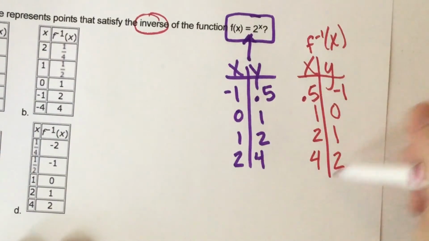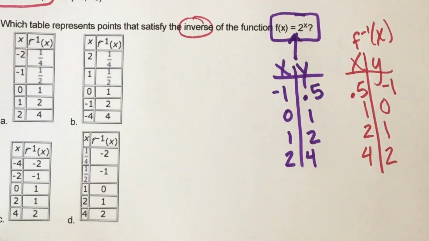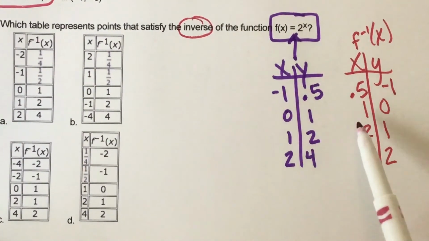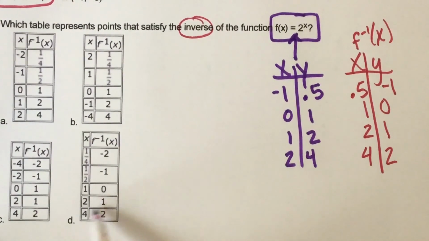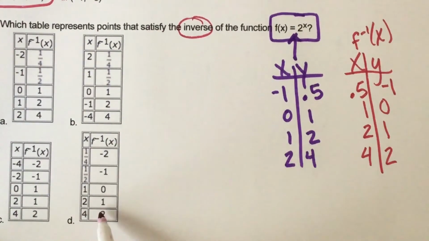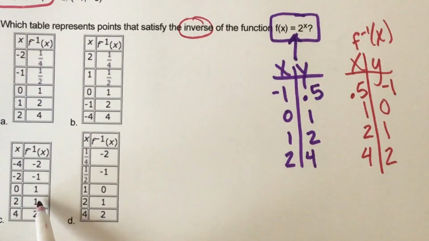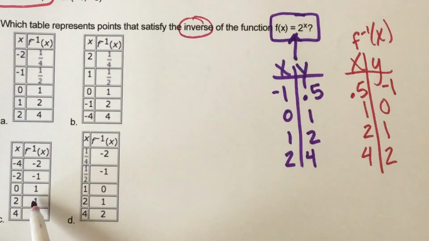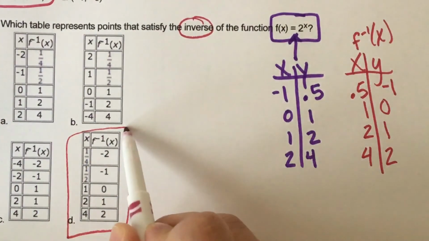Okay, I'm looking for this table over here. All right, so let's look. So 1 half, negative 1. Oh, here's 1 half, negative 1. 1, 0. Oh, here's 1, 0. 2, 1. Oh, here's 2, 1. And 4, 2. Here's 4, 2. Now, this one had the 4, 2, and it had the 2, 1. But it didn't have any of those others. So this one is going to be our answer.